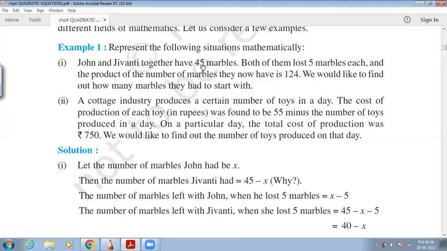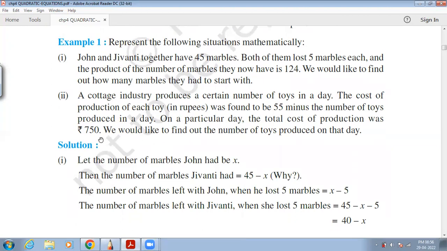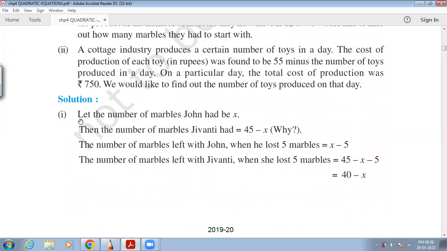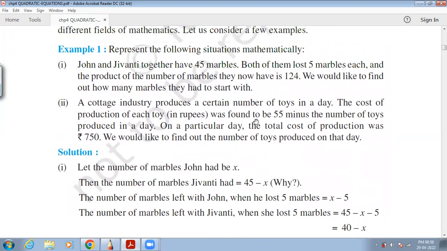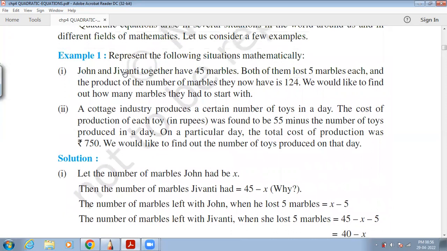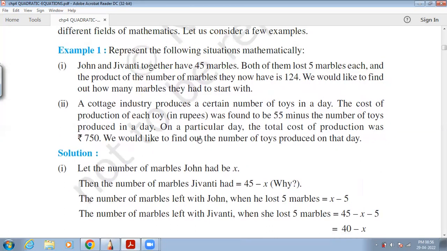So when we are faced with such problems, let the number of marbles John has be x, then the other will have 45 minus x. This is not a linear equation in two variables. You can solve it through two variables also. You can say John has x and Jivanti has y. But since we are only solving quadratic equations here, we convert our whole equation in terms of one variable only. And this is how we do it.